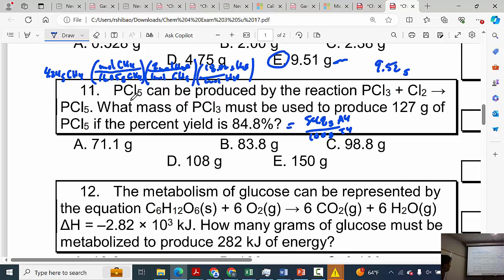All right, so we're just going to use dimensional analysis for this. We'll start off with 127 grams. That 127 grams is PCl5. Is that PCl5 actual yield or theoretical yield? Actually, this is going to be actual yield, because it says must be used to produce. So they want us to produce 127 grams of actual yield. For every 100 grams of theoretical yield, we have 84.8 grams of actual yield. That gives us grams of PCl5 actual yield.